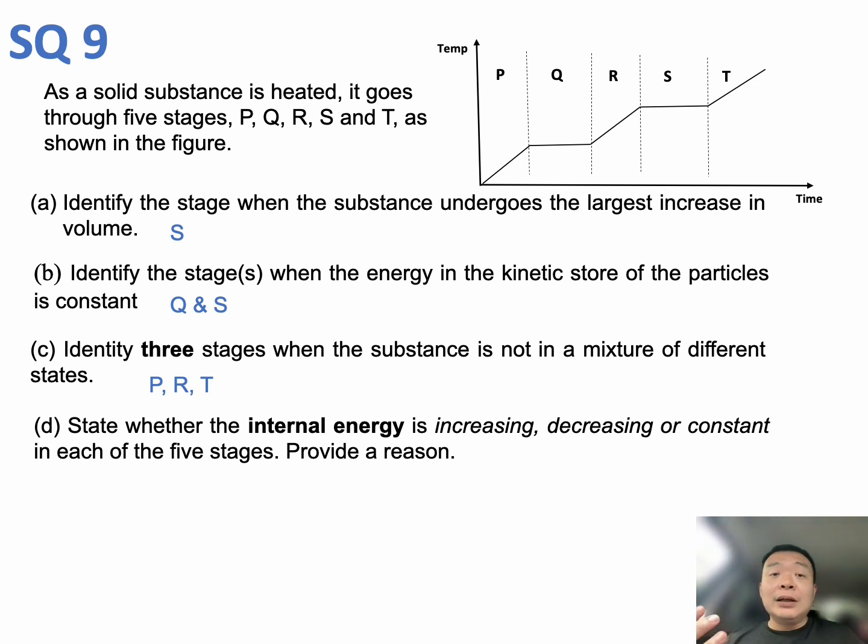So for example, during melting, you will see that there is solid inside and there's also liquid inside. Just take, for example, an ice cube and water. When the ice cube is melting, it becomes water, and there'll be a mixture of solid ice and liquid water, and the temperature will remain at 0 degrees Celsius when the ice is melting.